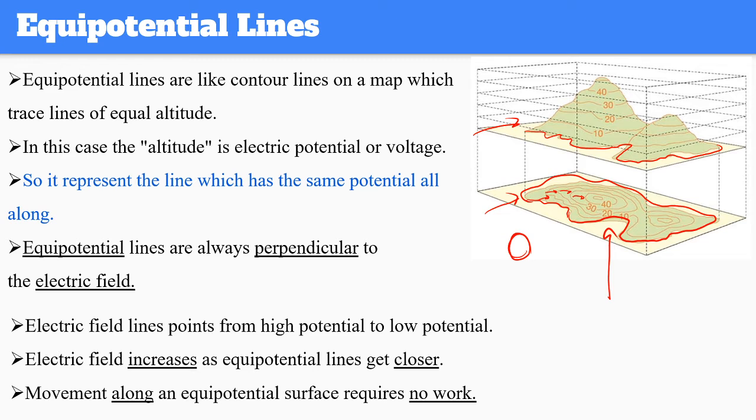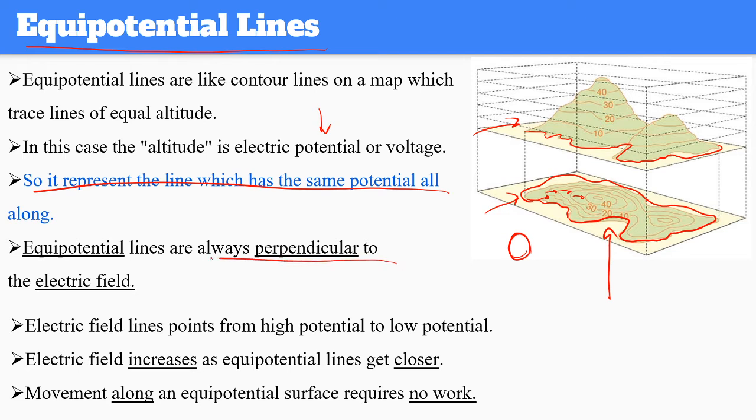Alright, so that is about heights, but equipotential lines are about potential. We're going to use a similar method, but we are not going to just use altitude, we're going to be talking about potential. And about those equipotential lines, there are certain rules, because they are not just sketched for no reason. They have some rules, and we need to know what those rules are. So it represents the line which has the same potential all along.